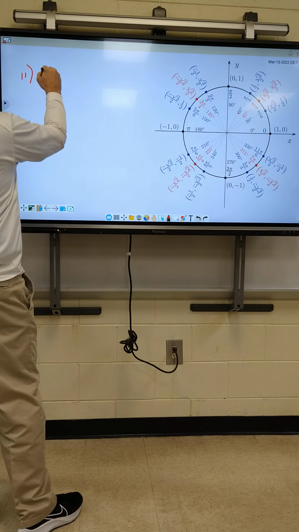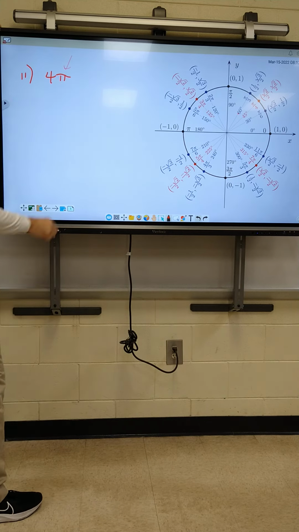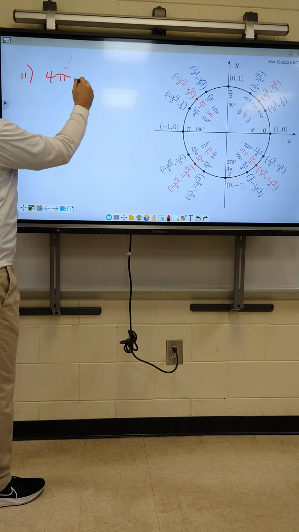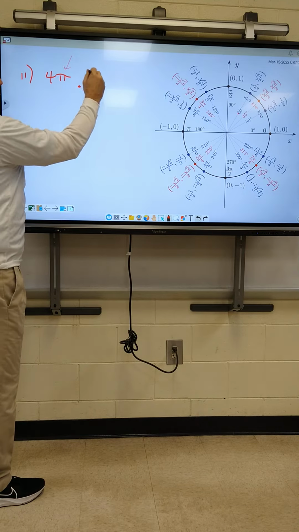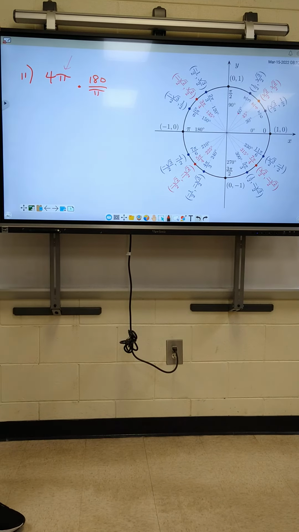All right, number 11 says 4 pi. Look, it's got a pi in your problem, so that's a radian number. We've got to change that and make it a degree number. You know how we multiplied the first problem by pi over 180? If you want to go backwards and make it a degree, now you multiply by 180 over pi. Just flip it around.